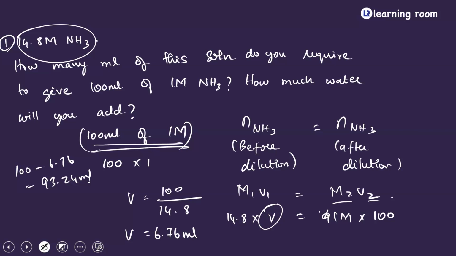Now I need to find out how much I have to dilute. So what I have to do? Original was 6.76. Now I have to dilute it to 100 ml so that the concentration becomes 1 M. Check here. So 100 minus 6.76, you will get the volume that is required, and from there you can proceed. Is that clear? Any doubts with this? No doubts, right? Shall we go to the next part?